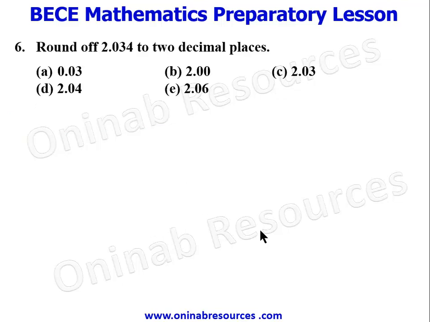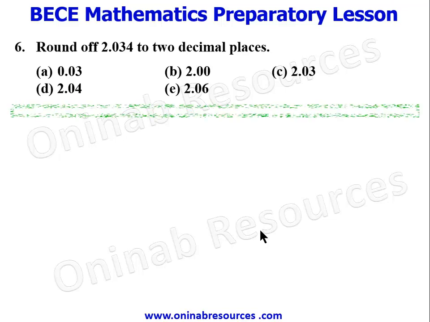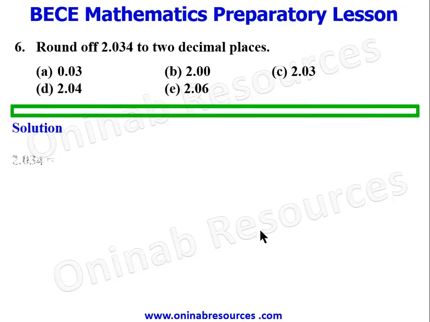We go to problem 6. For problem 6, round off 2.034 to 2 decimal places. To solve this problem, here we originally have 3 decimal places. That is the number of digits after the decimal point. So we have 0, 3, 4, which is 3 digits. So this is 3 decimal places.